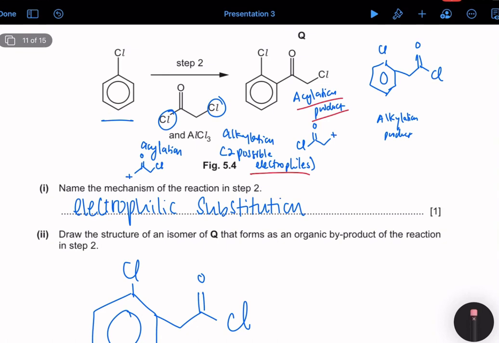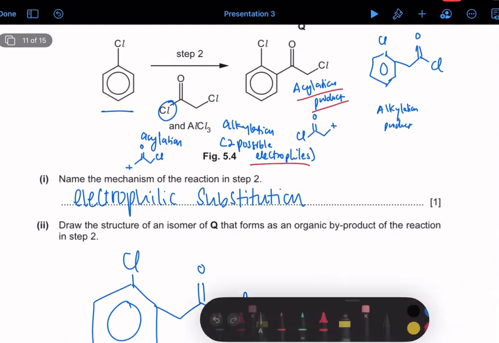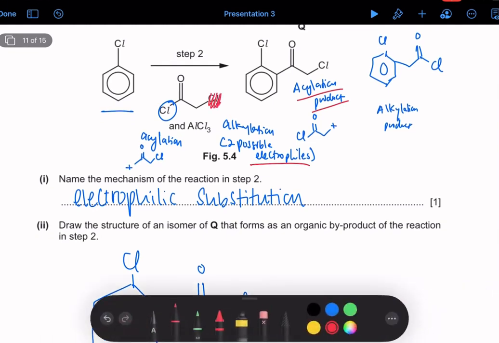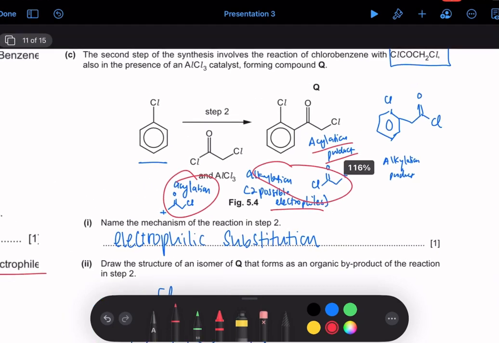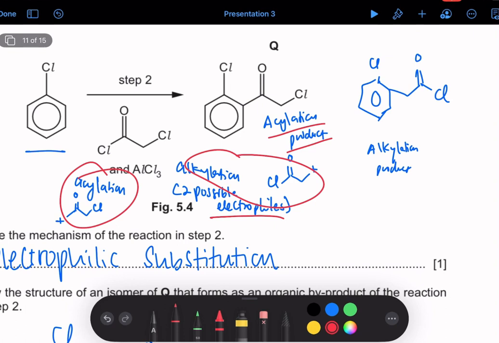So for your alkylation, basically pretend that this one is gone. So where is it? Pretend this one is gone. That would be your acylation product. And for your alkylation product, pretend that the other Cl is gone, like the one is here. So you have here acylation, alkylation. Alright. Now, although they might look similar, there's a slight difference. As you can see, this one is bonded to O. This one is not. It's bonded to a C atom.